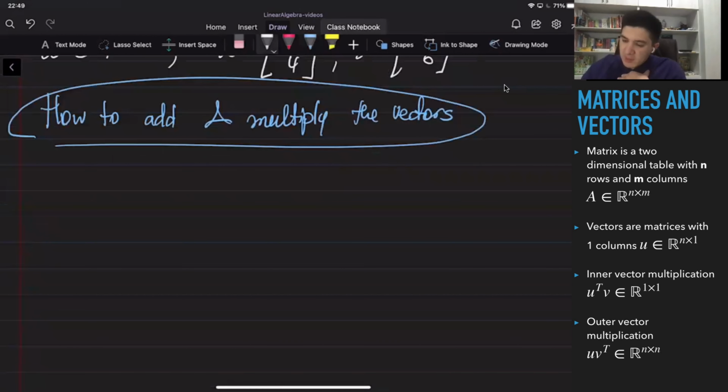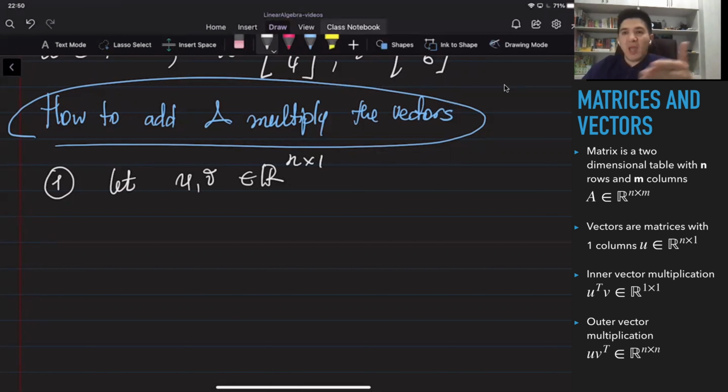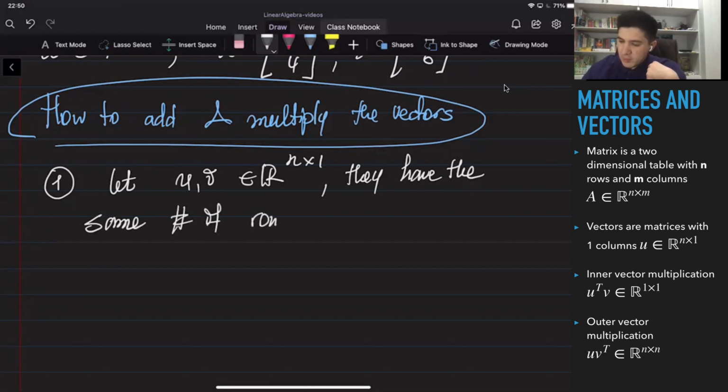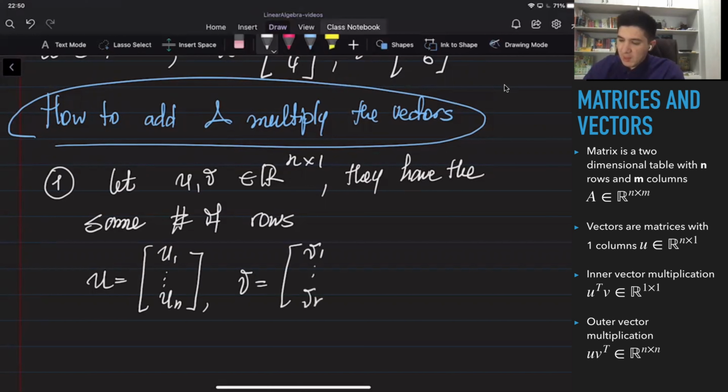If you are given two vectors, let's discuss the addition first. Let u and v be two vectors which are n by 1. Please note that if I would like to add two vectors, they should have the same dimension, the same number of rows. Since we know that any vector has one column, let's say u has the elements u1 and so on, un, and v has the elements v1 and so on, vn.